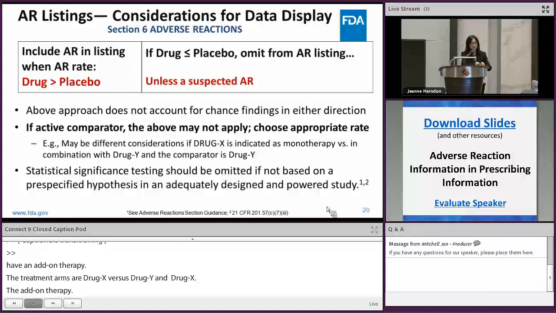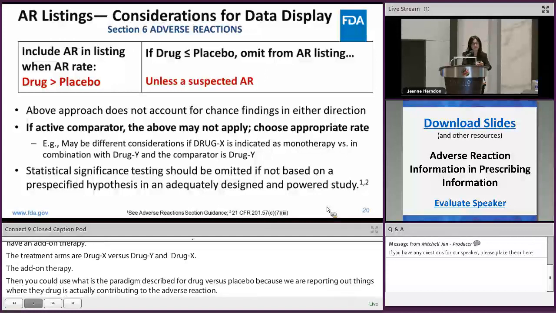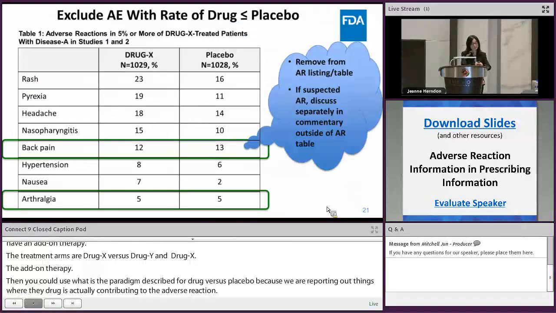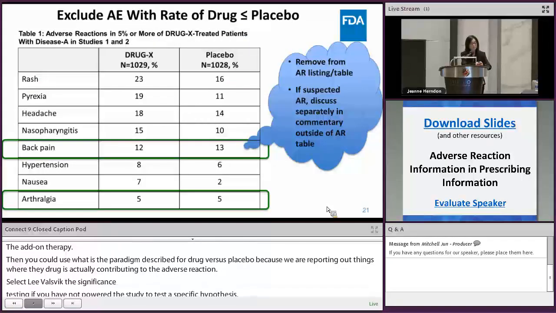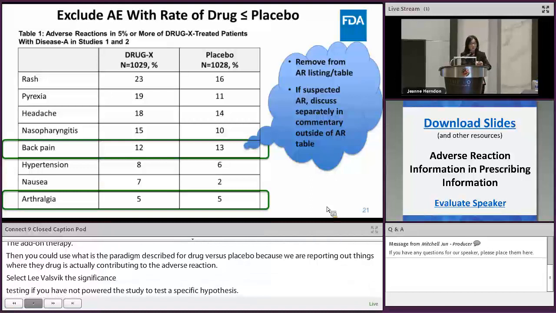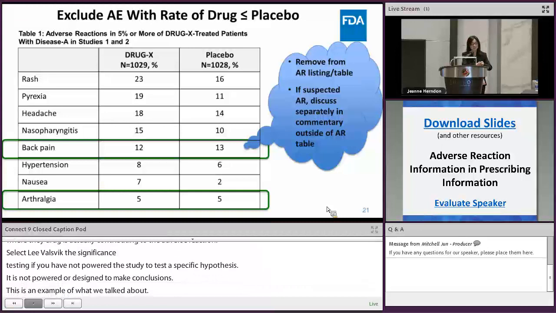Okay, so leave out statistical significance testing if you haven't powered the study to test a specific hypothesis and it's not powered or designed to make conclusions. So this is an example of what we just talked about. So everything here is fine. If you notice back pain, the rate in drug X is 12 versus placebo is 13. Take that out. It doesn't mean that it's reassuring.